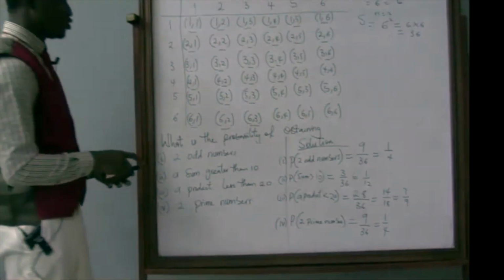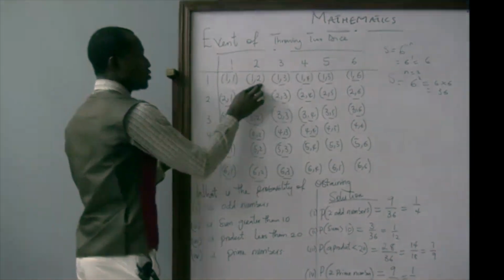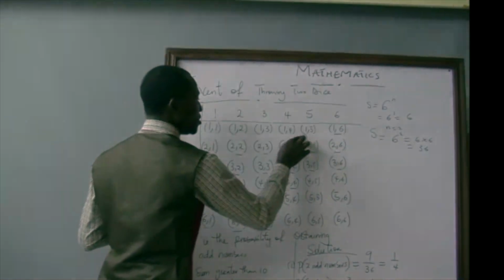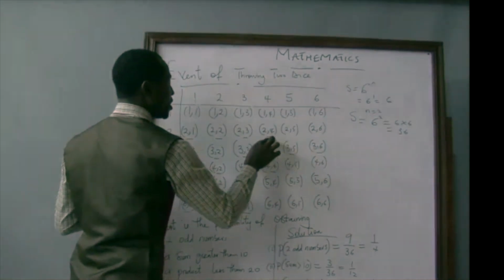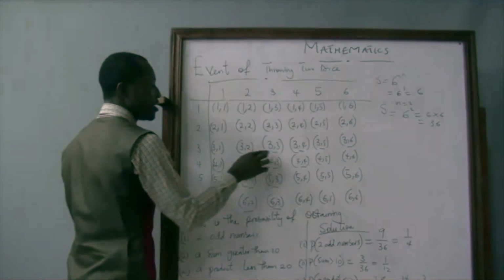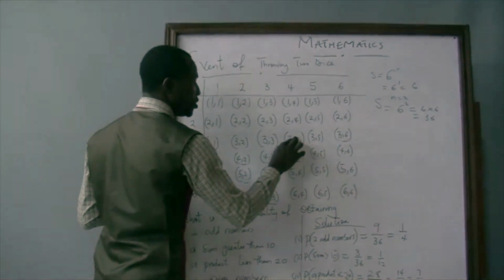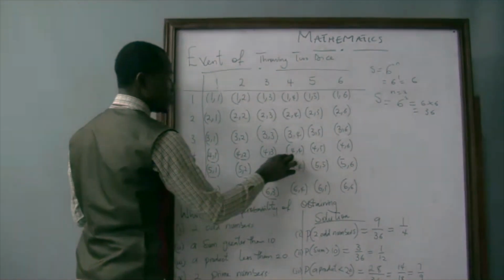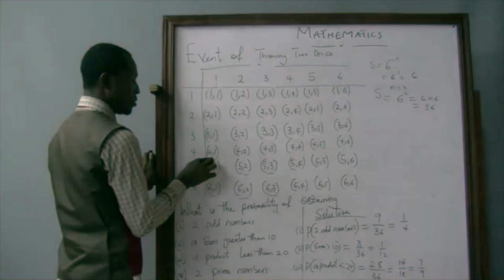Then the next one is 2 prime numbers. So I need to clean this so that it won't confuse me. You can use different methods. You can circle one, underline the rest, and so on. But just do it in a way that will not confuse you. So I need to clean this up.